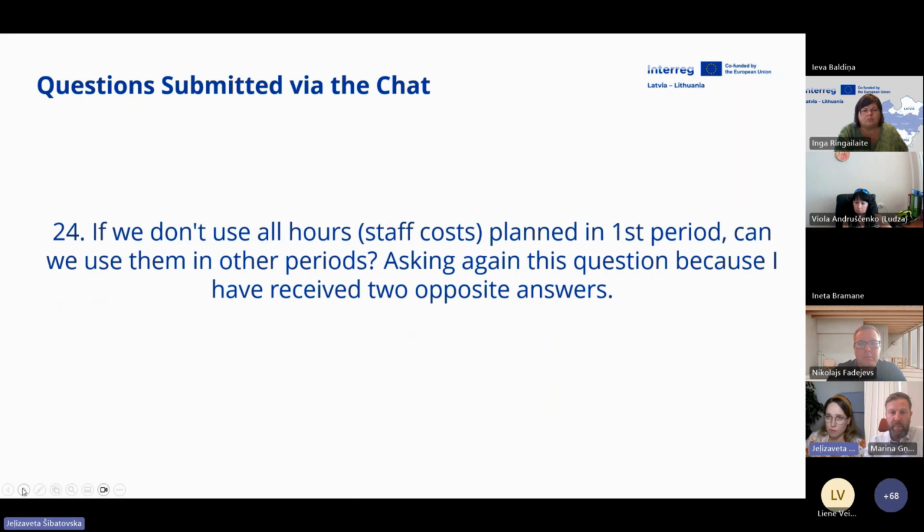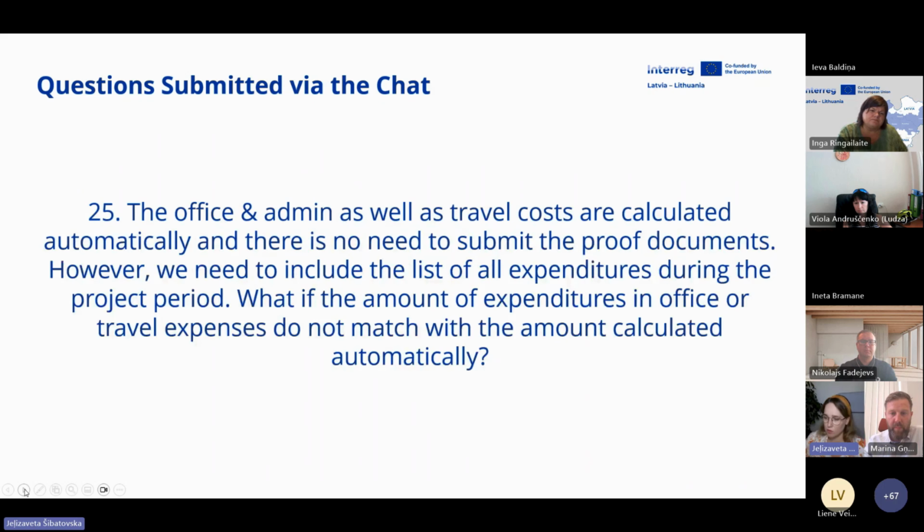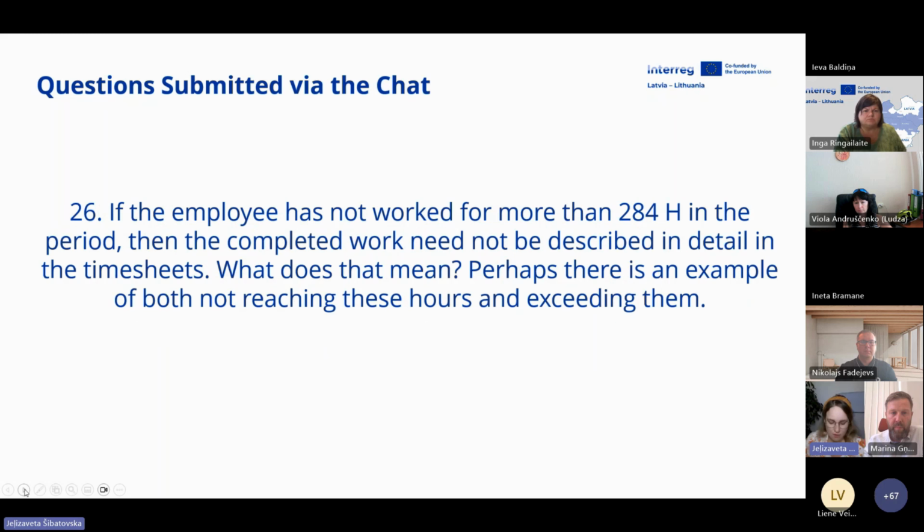So the next one. If we don't use all our staff cost planned in the first period, can we use them in other periods? Asking again this question because I have received 2 opposite answers. Again, this could be a little bit tricky because there are some restrictions in reported hours which you can report in case of unit rates. And I will show that in this slide which I mentioned. Thank you very much. So we are looking forward to this slide, and we have only 2 staff-related questions left.